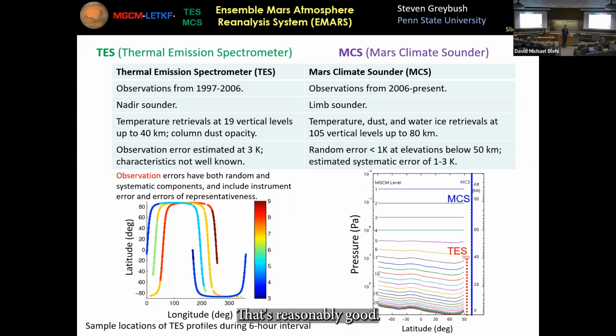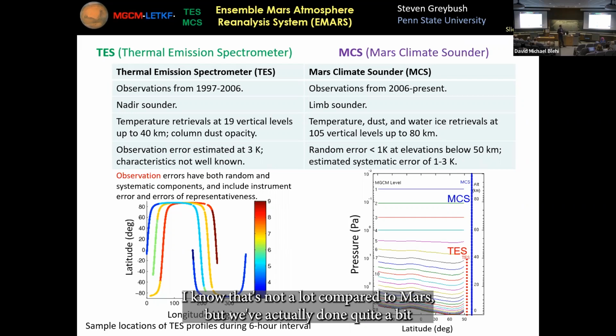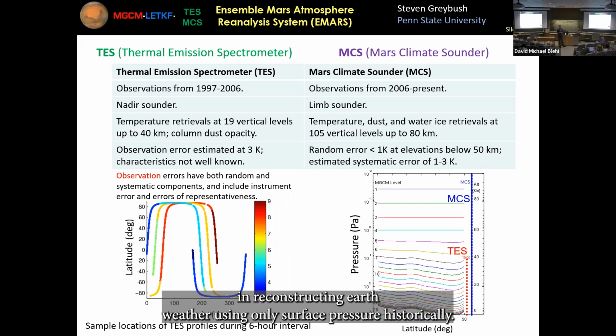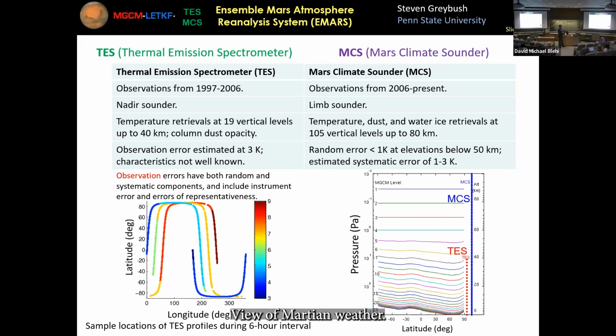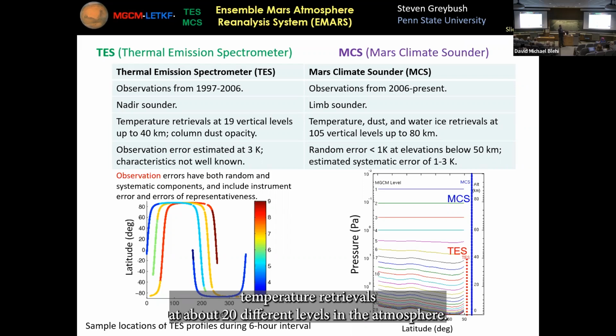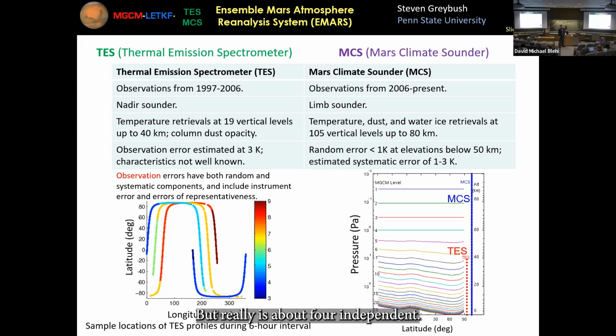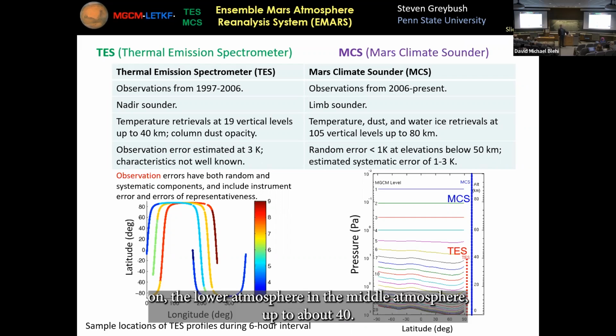That's reasonably good. I know that's not a lot compared to Earth, but we've actually done quite a bit in reconstructing Earth weather using only surface pressure historically. So this is actually reasonable to get a zoomed out synoptic scale view of the Martian weather. Our first mission, 1997 to 2006, gave temperature retrievals at about 20 different levels in the atmosphere, but really it is about 4 independent pieces of information in the vertical. So we can see what's going on in the lower atmosphere and then the middle atmosphere up to about 40 kilometers.